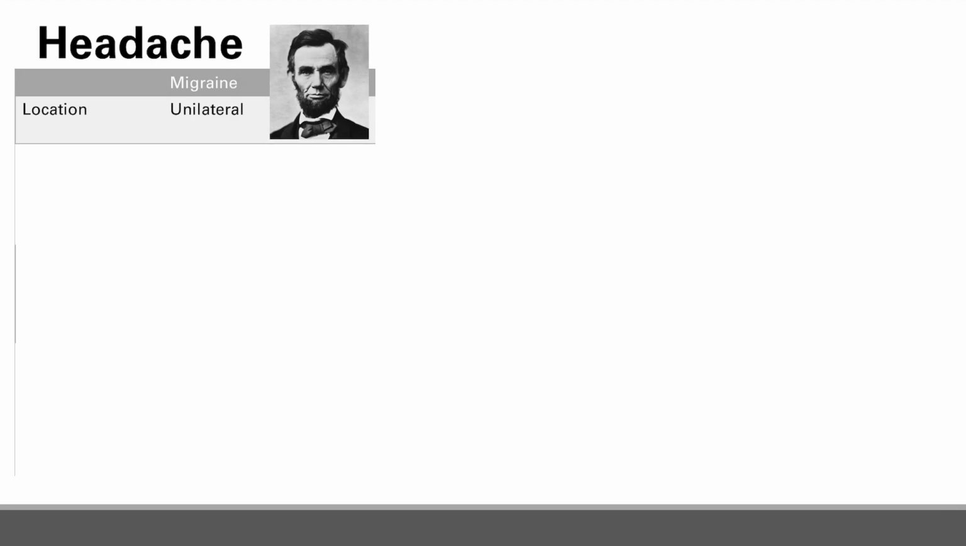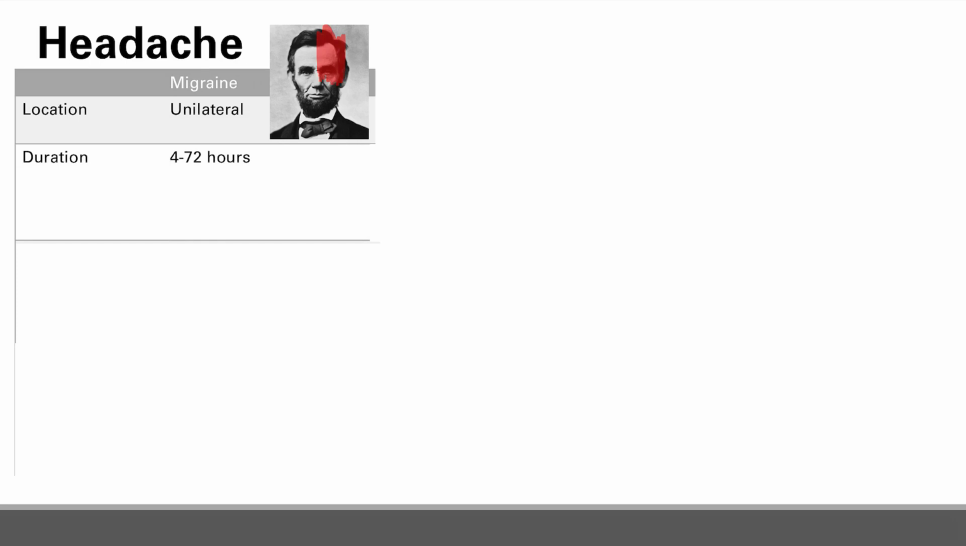So migraines are usually unilateral. That means you feel that pain on one side of your head. So Mr. Lincoln here is going to have a migraine headache. He's going to feel pain right there, all on one side of the head. And the duration of these headaches is basically 4 to 72 hours. So the max they'll last is usually up to 3 days.